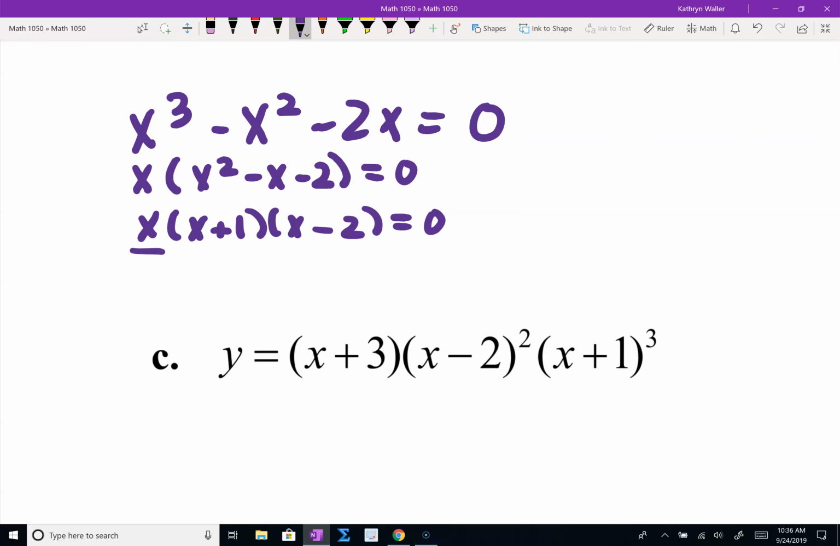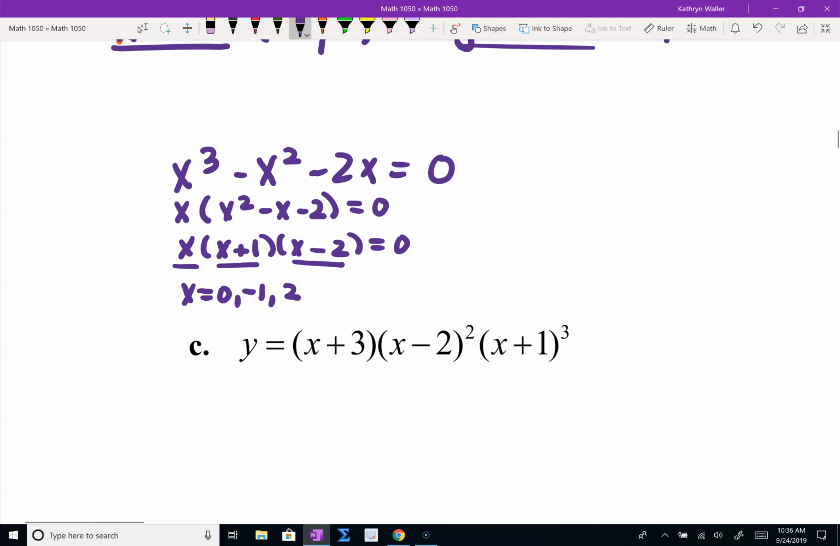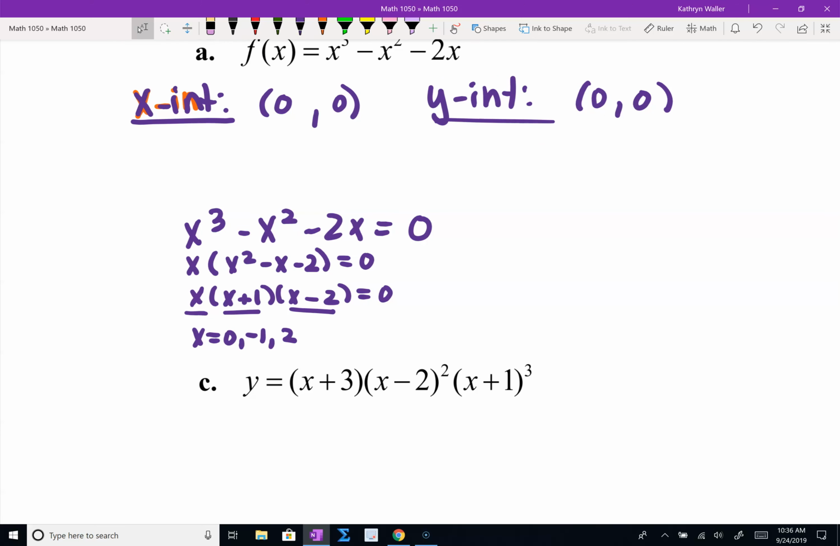So look, guys, if this times this gives me 0, one of them has to be 0. So set that equal to 0. X plus 1 gives me a minus 1. X minus 2 gives me a plus 2. Now that's not how you write your answers. Your answers are (-1, 0) and (2, 0), and we're done.